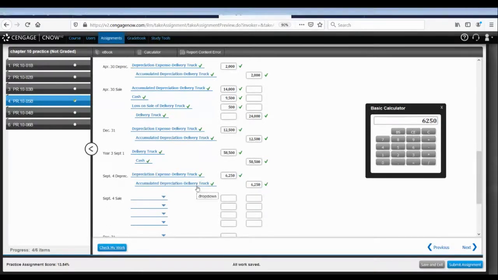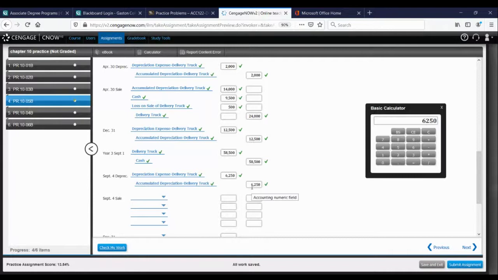Remember that when we credit accumulated depreciation, we're adding to what we already had. In the last transaction, we credited accumulated depreciation for $12,500. So we're going to add $12,500 and $62.50 together to get the total amount of the accumulated depreciation.